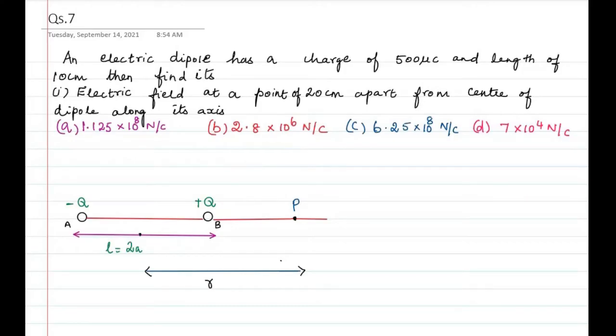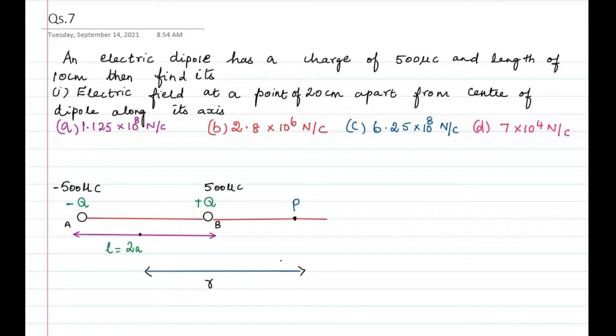has a charge of 500 microcoulomb and length of 10 centimeter. Then find its electric field at a point of 20 centimeter apart from center of dipole along its axis. So electric dipole, we have two equal and opposite charges. So minus 500 microcoulomb and plus 500 microcoulomb.